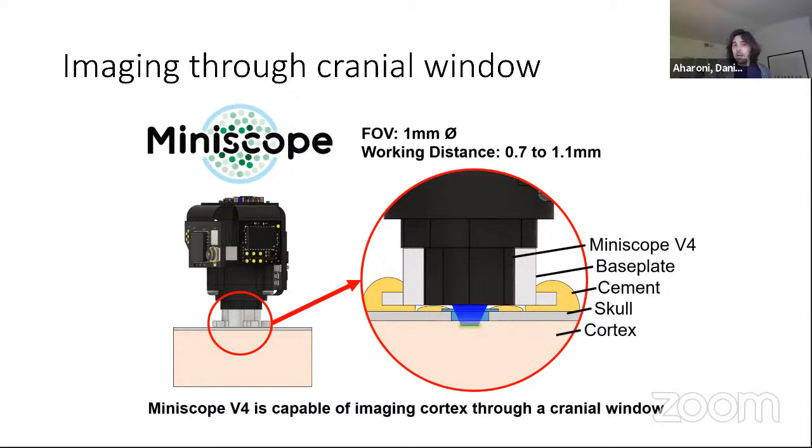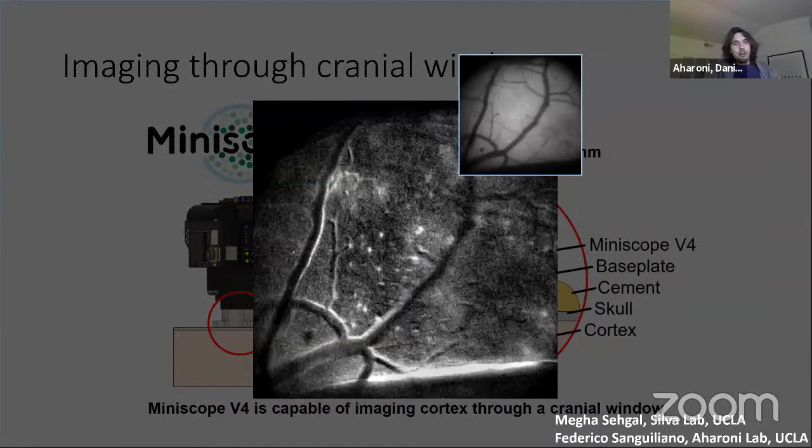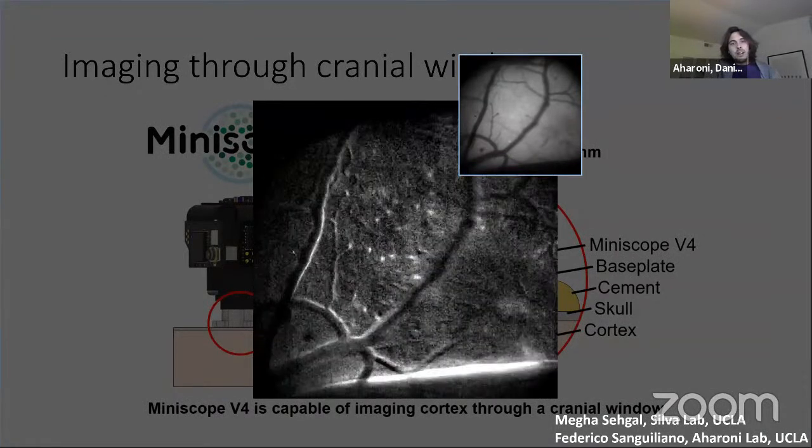A lot of labs are already comfortable with doing these kinds of cranial windows. And now, because the working distance is larger, you can reach through the cranial window into, in mice, usually layer 2, 3 in cortex, which is really great.